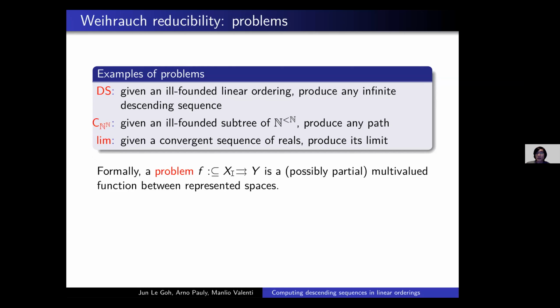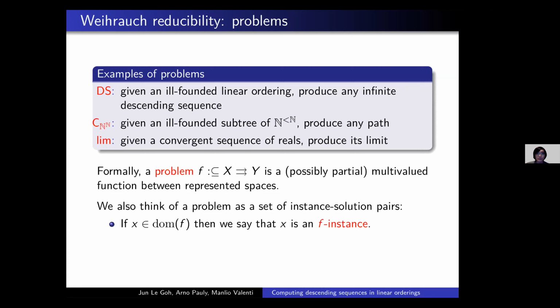It's a multi-valued function between represented spaces. Here, X and Y are represented spaces. This problem is going to be a multi-valued function, and it could be partial as well. So it might be defined only on some members of X, and for each member of X on which it's defined, it might have multiple possible solutions. This terminology is very convenient. We also think of a problem as a set of instance-solution pairs. If x lies in the domain of f, then we will say that x is an f-instance. And for each f-instance x, the set of f-solutions to x is this set f(x), which is a subset of Y.